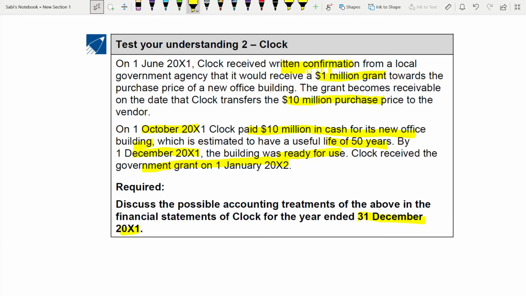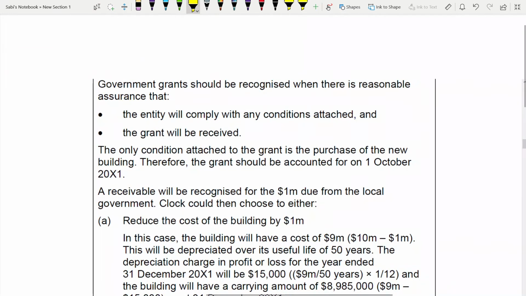So you have been given different dates. 1st of June, you received the confirmation. 1st October, you paid the cash. 1st December, it was ready for use. But you received the government grant on 1st of January 2002. 4 different dates. Interesting. So let us see how you have to do.